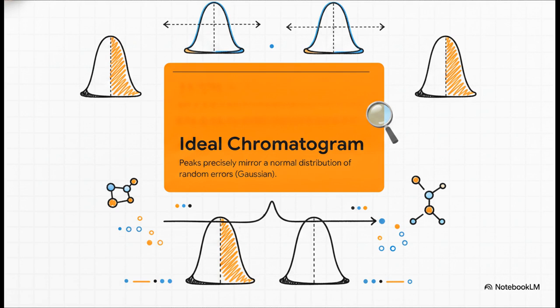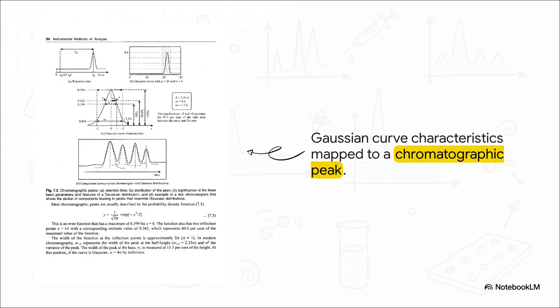They precisely mirror a normal distribution of random errors, which mathematically we know as a Gaussian distribution. Look at how a true ideal chromatogram peak can be perfectly described by a probability density function. It isn't just some random blob on a screen, it's a highly predictable geometric shape with specific, calculable parameters.